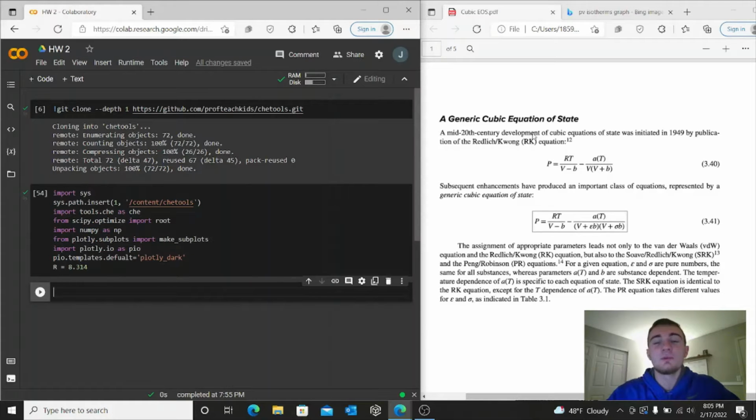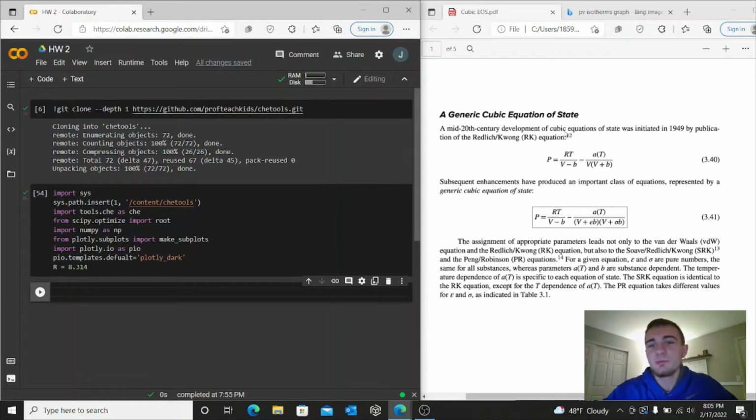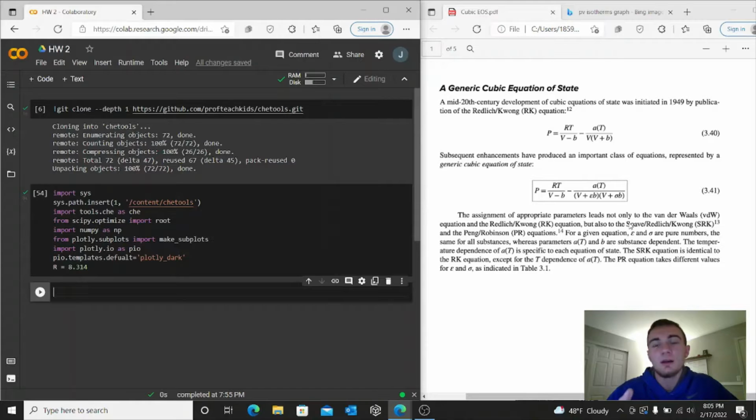Hello, in this video we will be continuing talking about the van der Waals equation and the various equations that have been developed and improved over time. Just to give a brief background of what I'm talking about here with the van der Waals equation, this here is the generic cubic equation of state, which is essentially an updated version that has been improved from the van der Waals equation that was originally created. But the same basic principles hold true here.